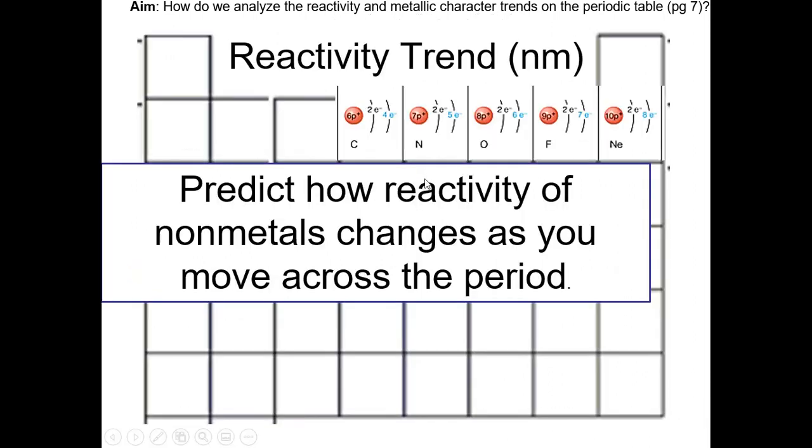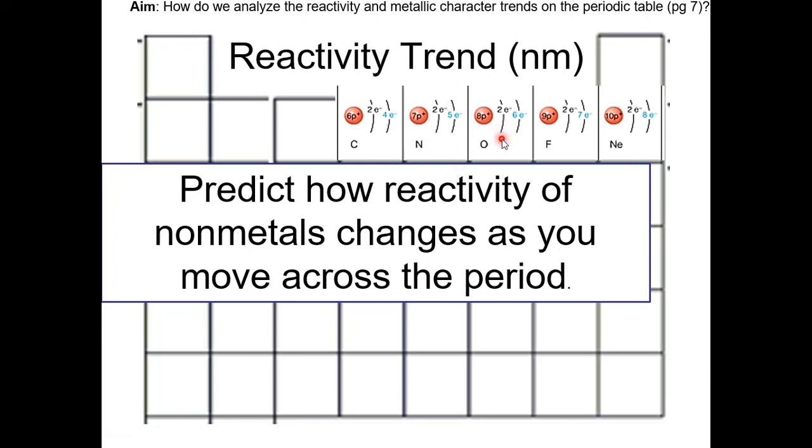For each trend that we're going to talk about in Unit 4, we will be using the effective nuclear charge and the shielding effect to explain each one. So we're going to start with the reactivity trend for nonmetals and metals. We're going to start with nonmetals first. Predict how the reactivity of nonmetals changes as you move across the period. Here I have diagrams of period 2 nonmetals.